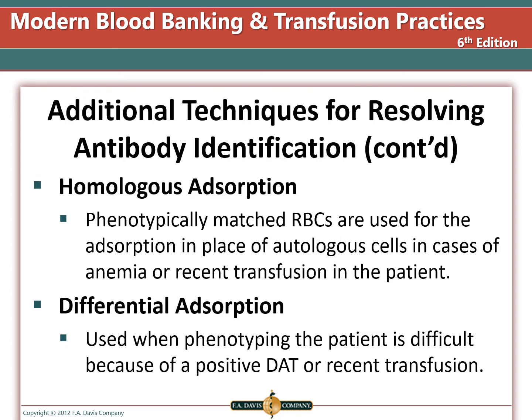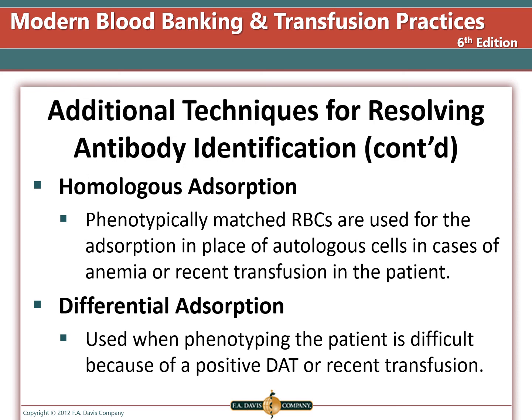A homologous absorption is when you use cells that have the same antigens as the patient instead of the patient's, sort of a mock autoabsorption. This is done when the patient can't afford to give up any blood to perform an autoabsorption.